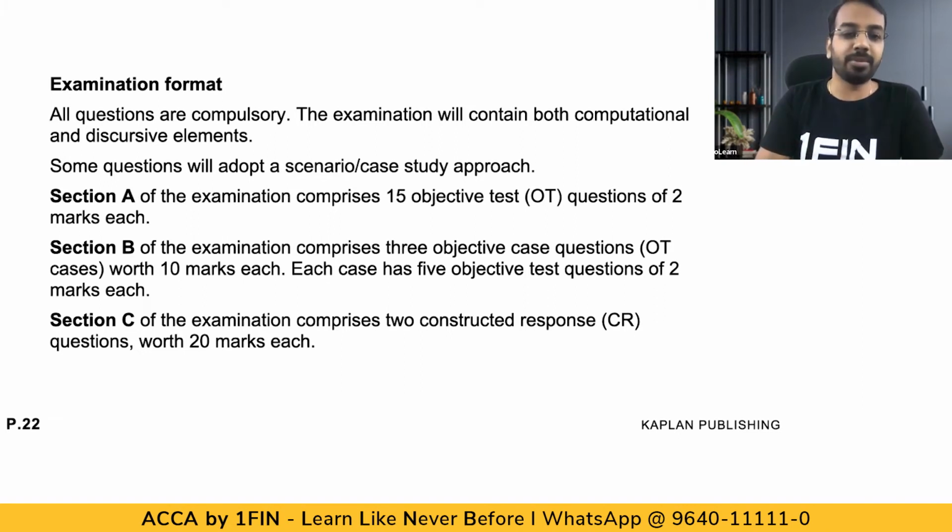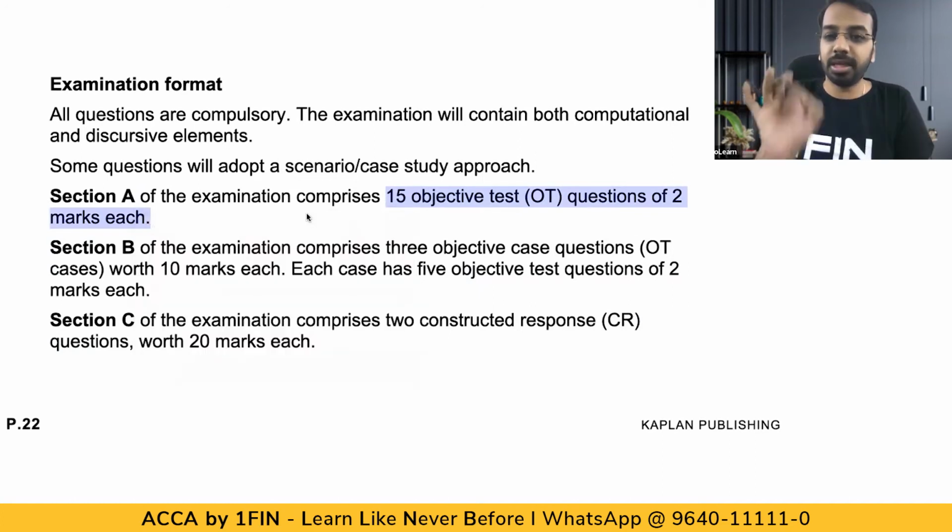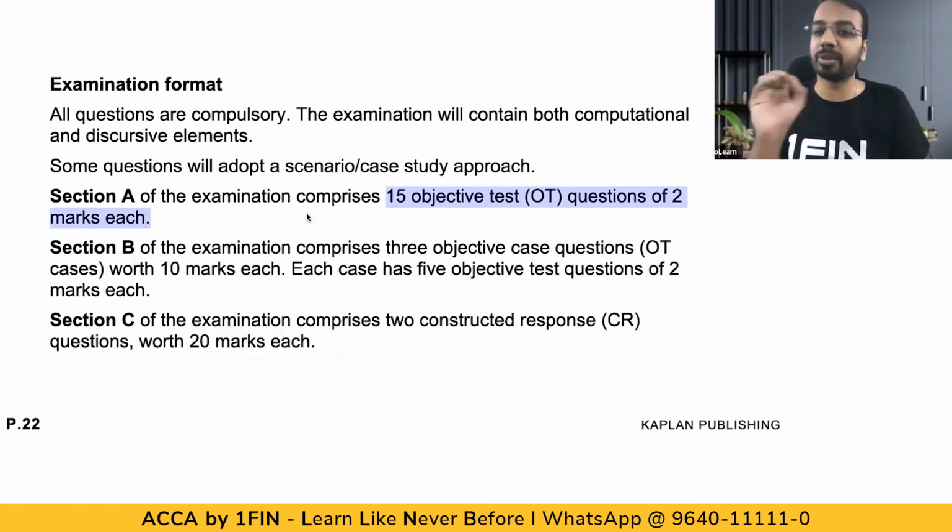The pattern of the exam, if you see, is in three parts: section A, section B, section C. So you have three sections. Section A is objective test: 15 objective test questions of 2 marks each. Meaning to say, each question will be for 2 marks. It will be an objective type, meaning it will be a multiple choice question.